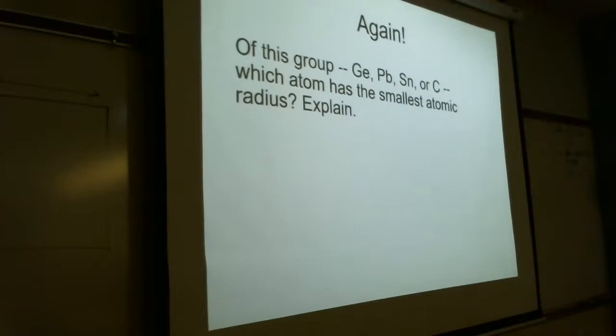Apply your periodic trend here. Who's the smallest? What is the periodic trend? Let's first establish that. Going down a group, what happens to radius? It increases. So who's going to be the biggest? Right, lead's going to be the biggest. Right, increasing down a period. I mean, down a group.